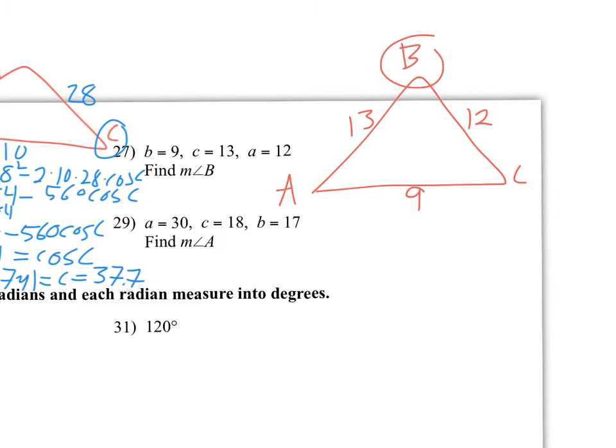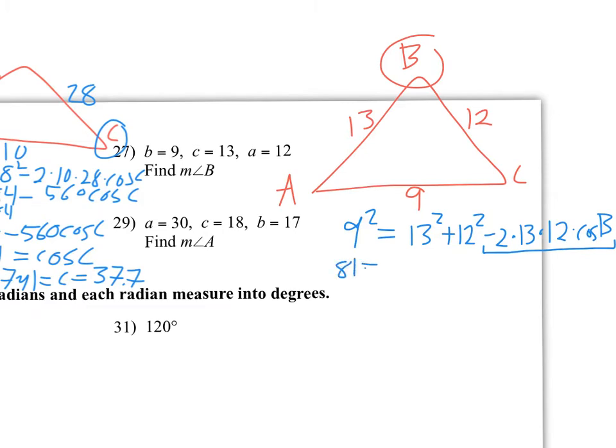So I'm going to start this off with 9 squared. So 9 squared is equal to 13 squared plus 12 squared minus 2 times 13 times 12 times cosine of B. Same deal. I cannot combine this stuff with the other things on the side. So we got 81 is equal to 169 plus 144.